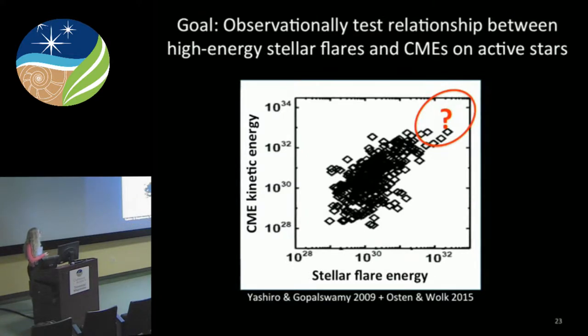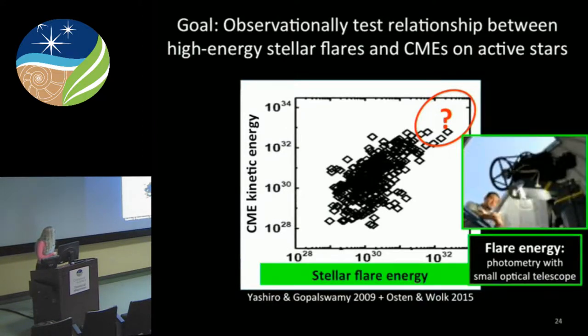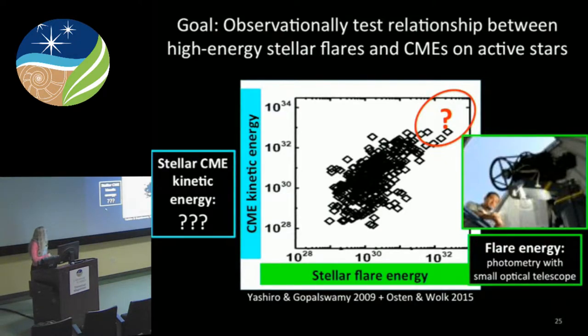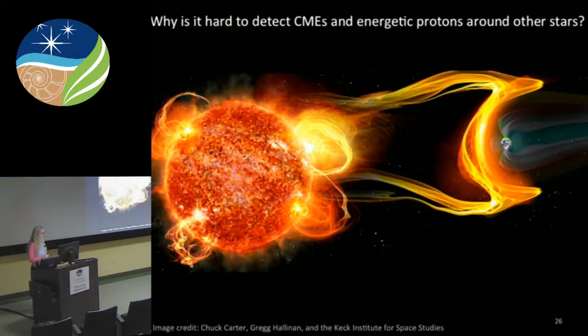So we would like to instead observationally test the properties of CMEs and particle events that end up in this high energy part of the plot. Now, flares, again, we can do fairly easily. For a nearby flare star, you can do this with photometry with a small optical telescope, which can give you a pretty good handle on flare energy. But for CME properties, how can we do this?